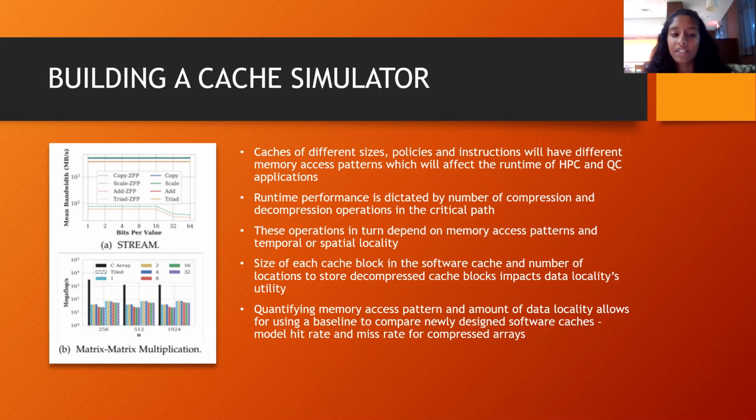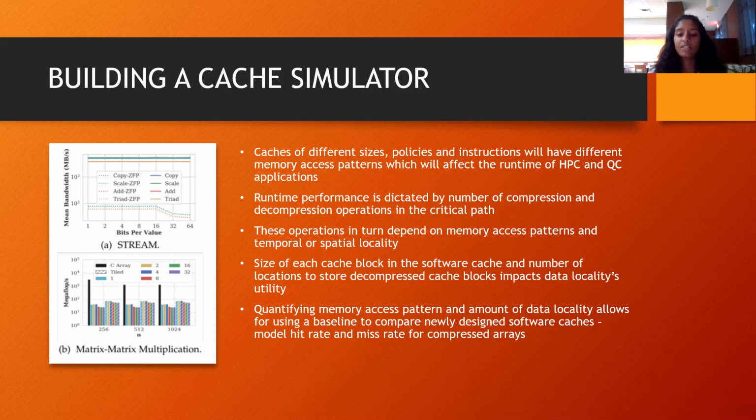On the left, as we can see, a stream application and how its bandwidth gets impacted based on the type of cache that is used. And we also see in a matrix-matrix multiplication how the size of the cache impacts the runtime performance of the application.